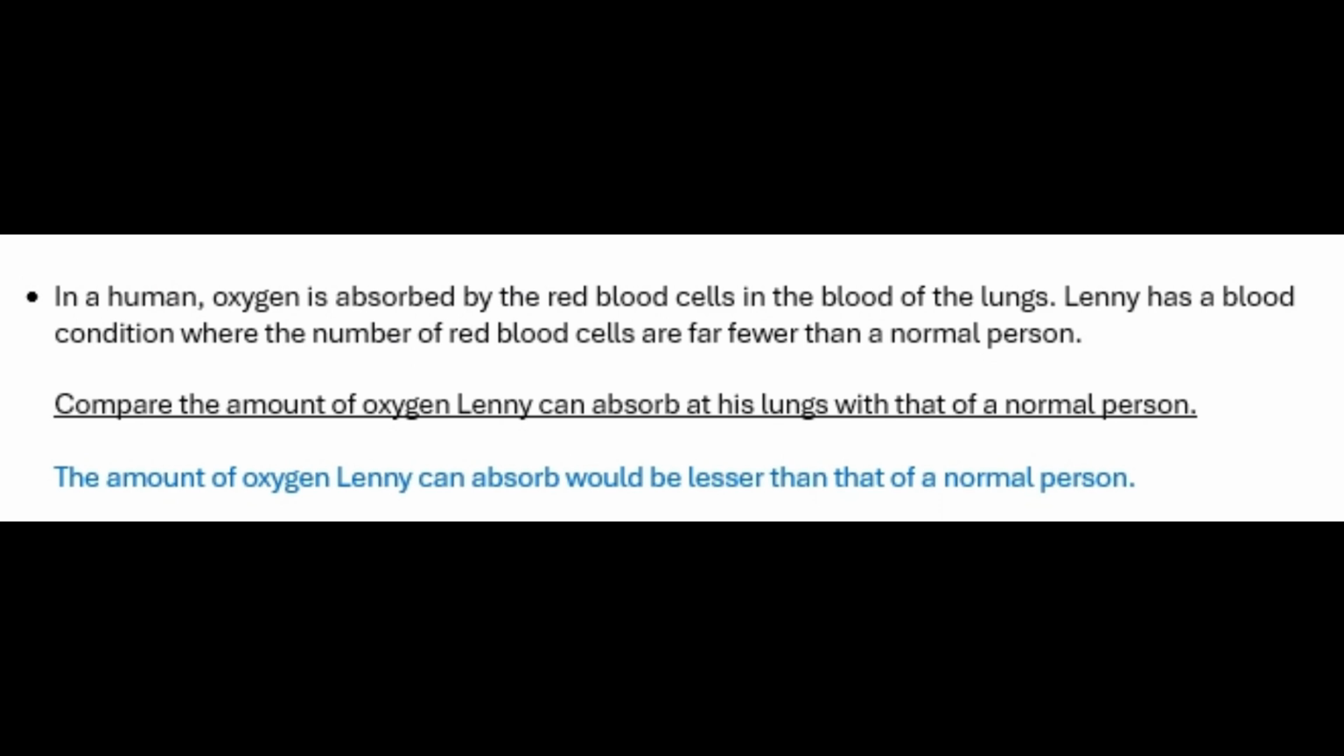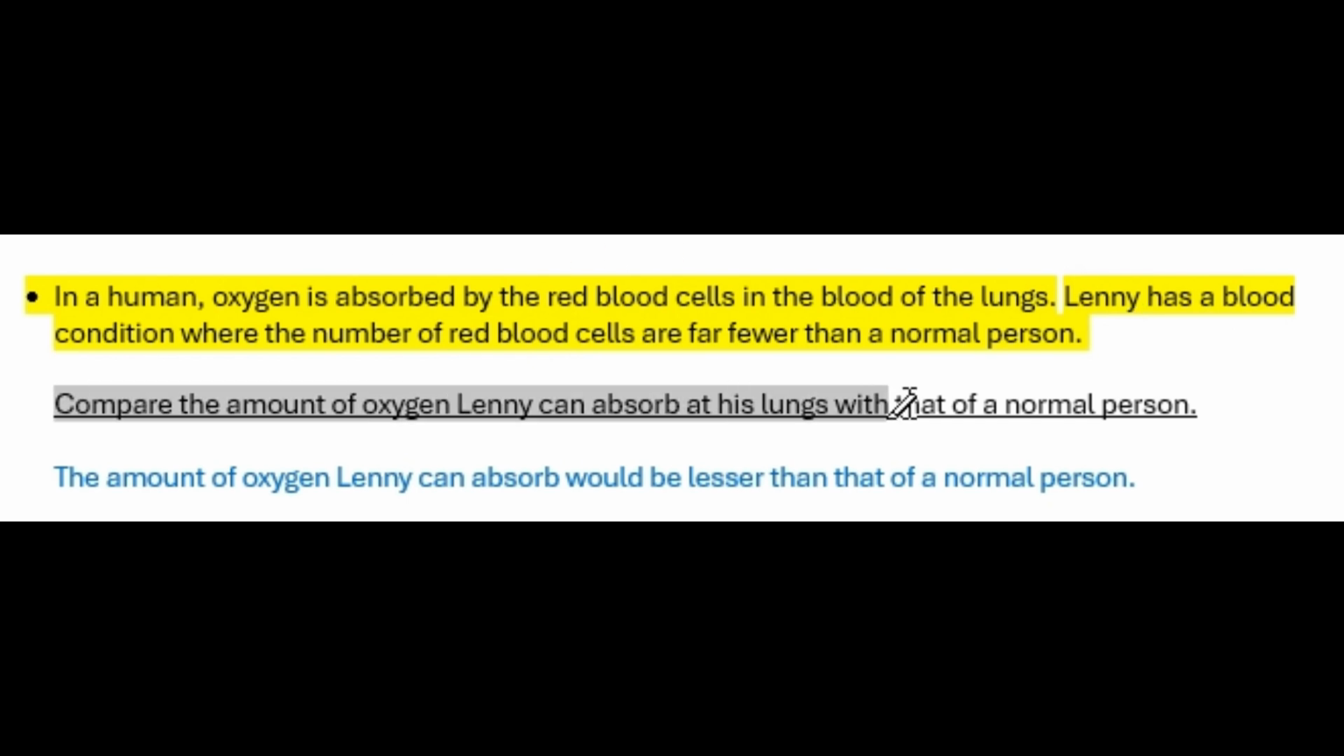In a human, oxygen is absorbed by the red blood cells in the blood of the lungs. Lenny has a blood condition where the number of red blood cells is far fewer than a normal person. Compare the amount of oxygen Lenny can absorb at his lungs with that of a normal person. The amount of oxygen Lenny can absorb would be lesser than that of a normal person.